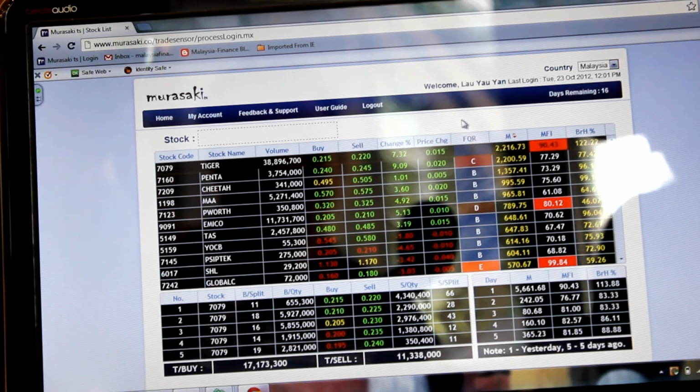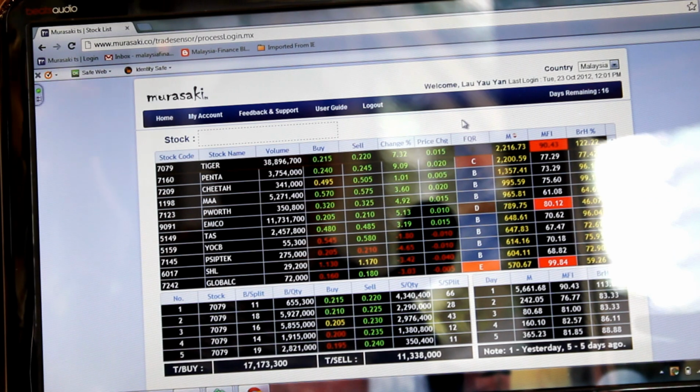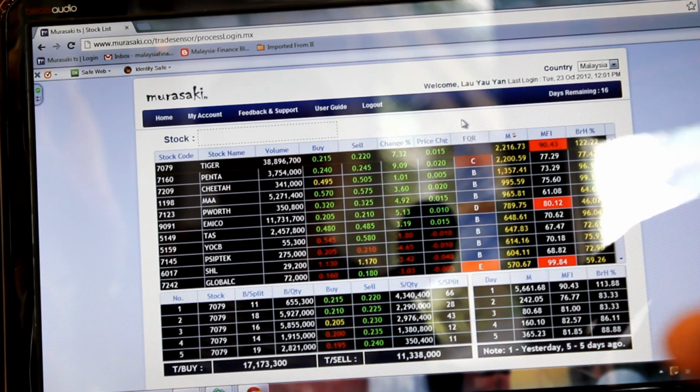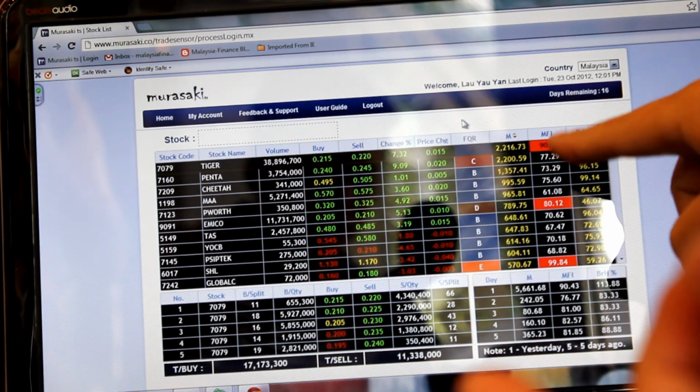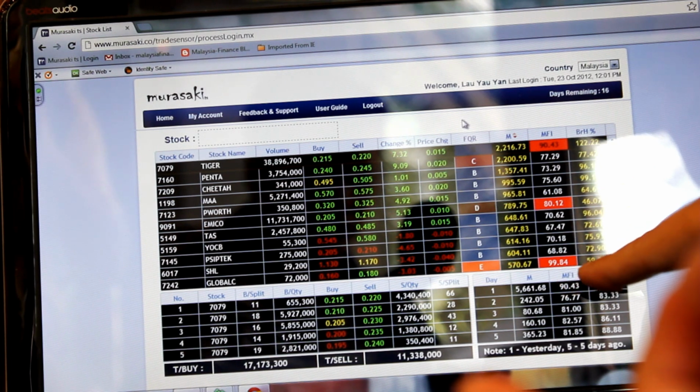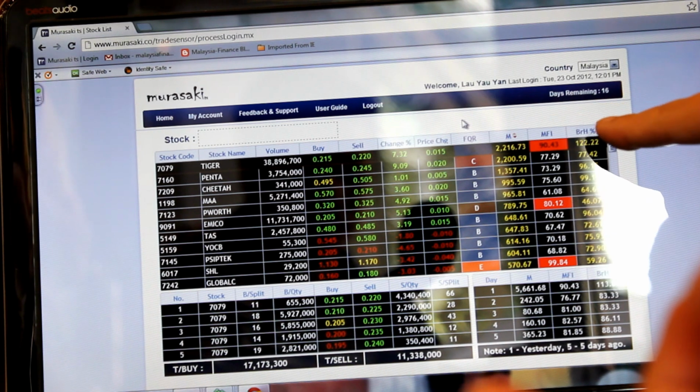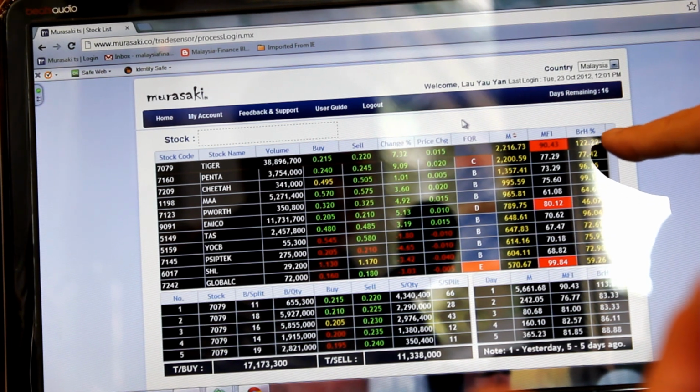Okay, now MFI is money flow index. It is not live. Money flow can only be calculated at the end of a day. That's why the money flow that is showing is the same as day 1, which is yesterday. The only live indexes are M and breaking high.